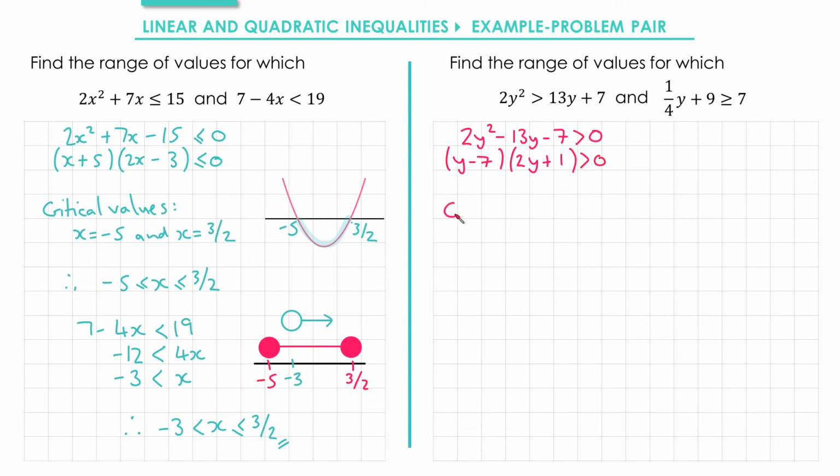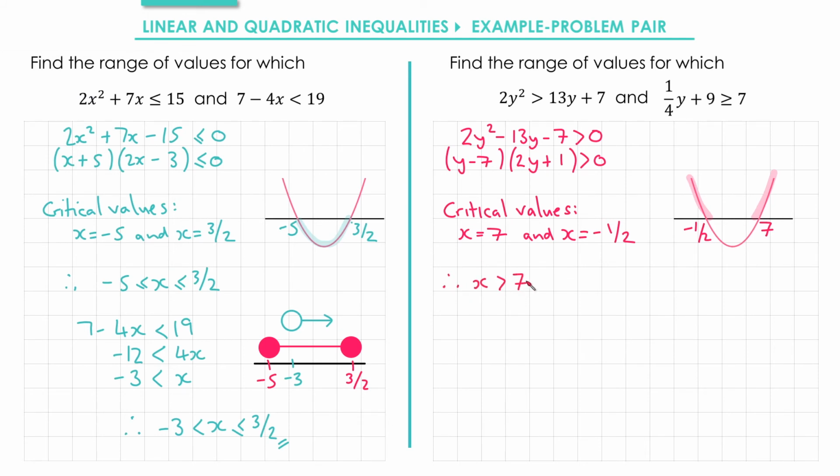That gives us critical values at y equals 7 and y equals negative 1/2. Let's sketch the graph. We want the region where the quadratic is bigger than 0. So the solutions are y is bigger than 7 or y is less than negative 1/2.